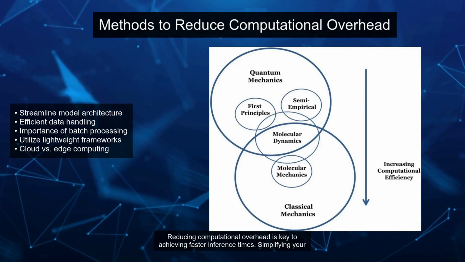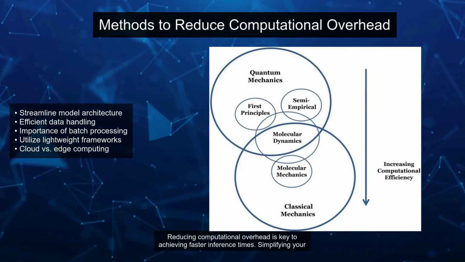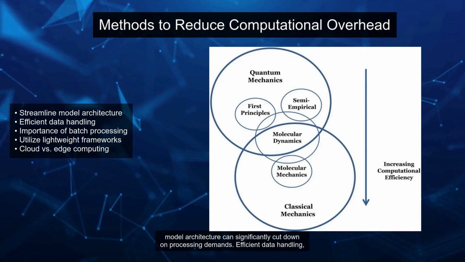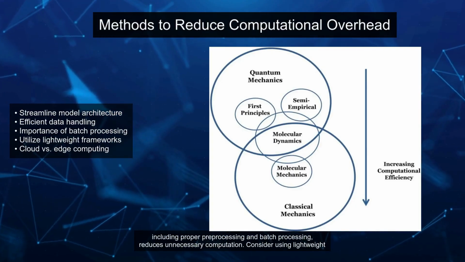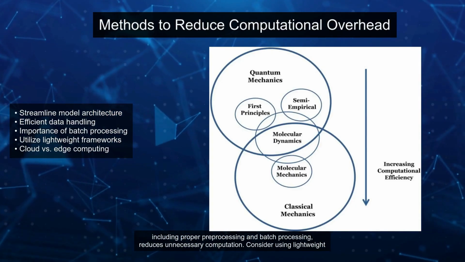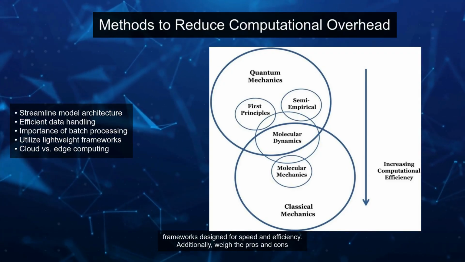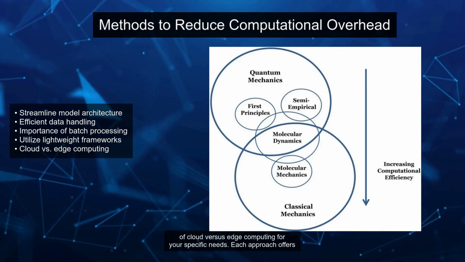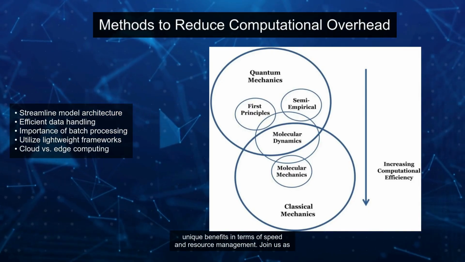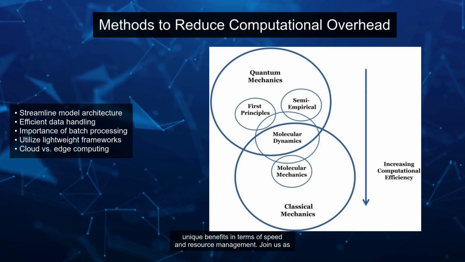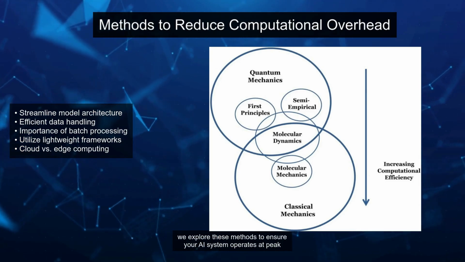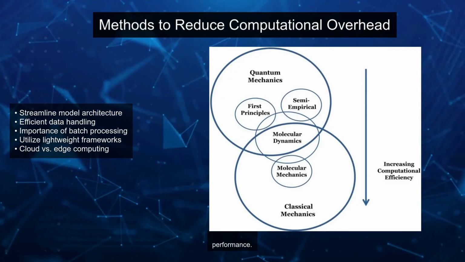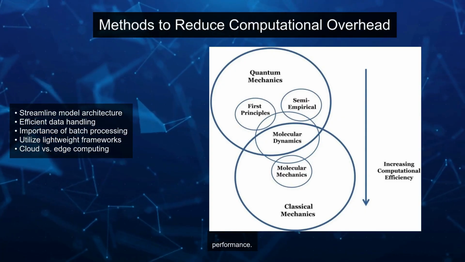Reducing computational overhead is key to achieving faster inference times. Simplifying your model architecture can significantly cut down on processing demands. Efficient data handling, including proper pre-processing and batch processing, reduces unnecessary computation. Consider using lightweight frameworks designed for speed and efficiency. Additionally, weigh the pros and cons of cloud versus edge computing for your specific needs. Each approach offers unique benefits in terms of speed and resource management. Join us as we explore these methods to ensure your AI system operates at peak performance.